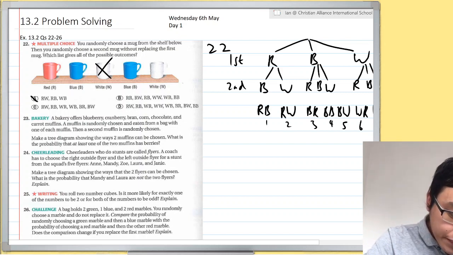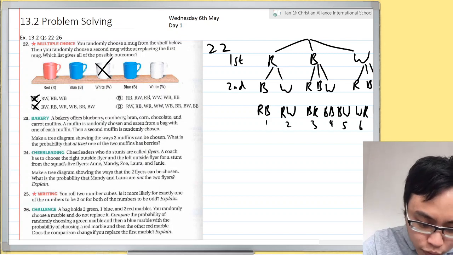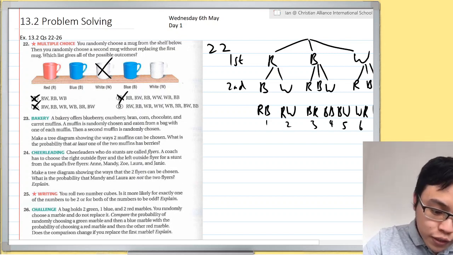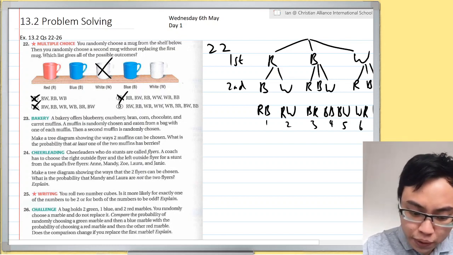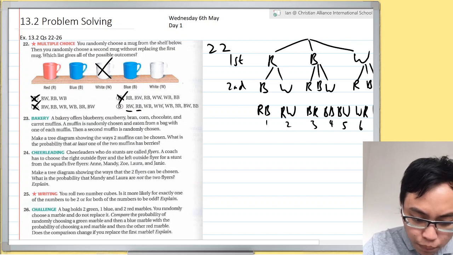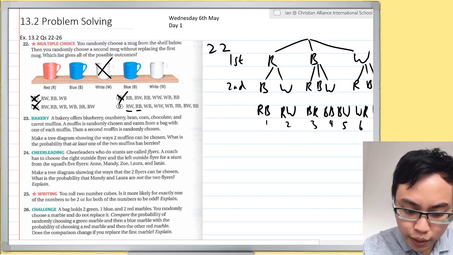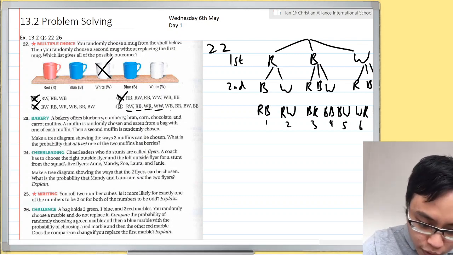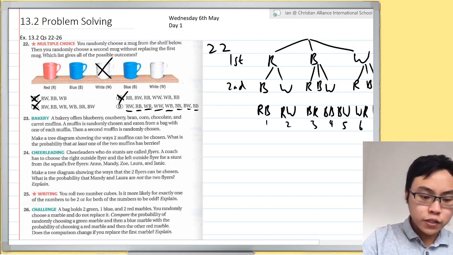Definitely not A. 1, 2, 3, 4, 5, 6, so not C. 1, 2, 3, 4, 5, 6, not B, which means the correct answer will be D over here. And let's see if it matches. So RB and RW, and then we have WR, WB, and WW, so those 3 are correct. And then we have BR, BB, and BW over here, and so the correct answer is D.